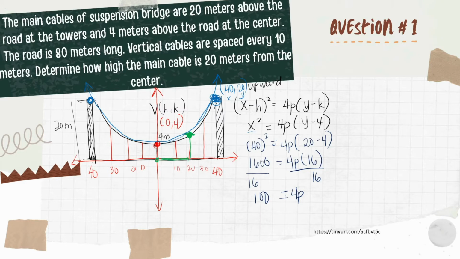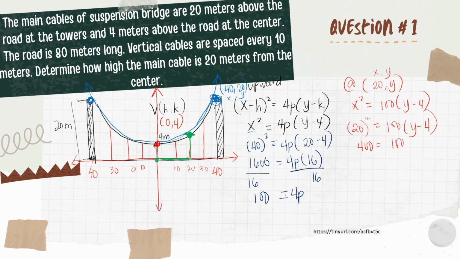Next, we need to find the height of the cable 20 meters from the center. So, x is 20 and y is what we don't know. Let's substitute those coordinates into the standard equation of the parabola. So, x squared equals 100 times (y minus 4). That is, 20 squared equals 100 times (y minus 4). So, 20 squared is 400 equals 100 times (y minus 4). Divide both sides by 100.